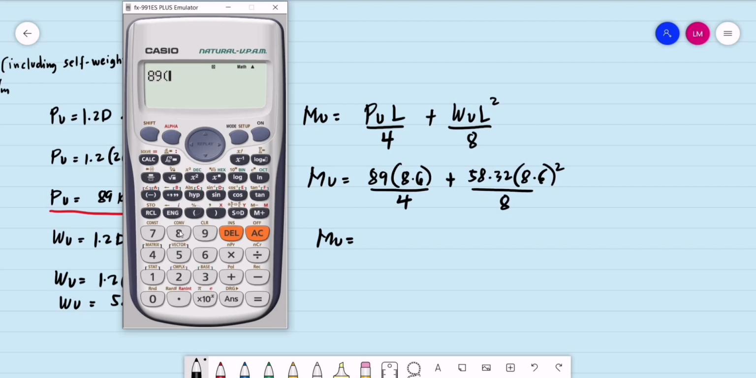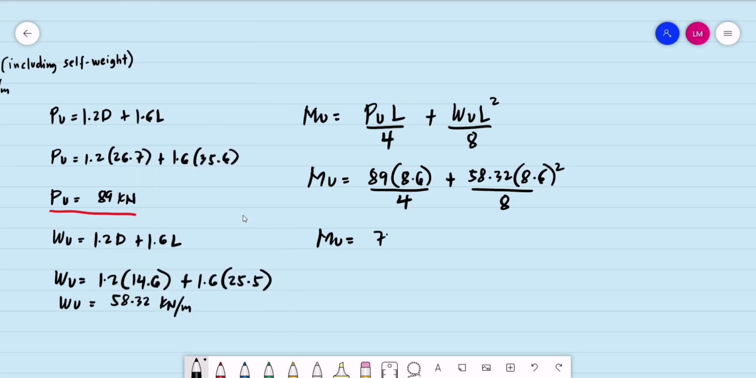So you have 89 multiplied by 8.6 over 4, and then plus 58.32 times the total span 8.6 squared, then divided by 8. So we can have it as 730.52 kilonewton meter. So this is our ultimate moment based on our loadings.